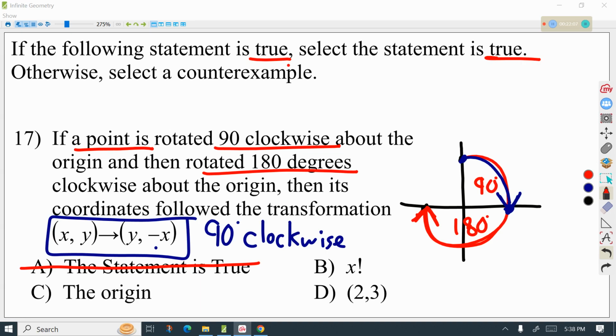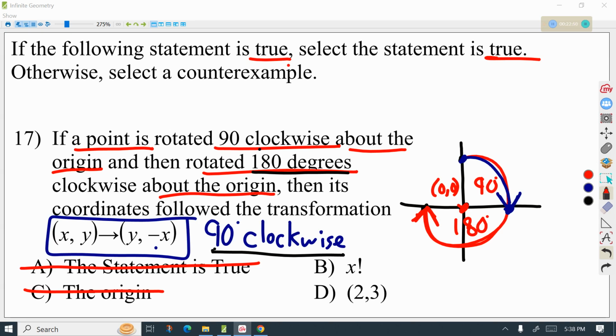To find a counterexample, I need to find a point that will get rotated 90 degrees clockwise and then 180 degrees clockwise, but that is not the same as a 90 degrees clockwise. So why can't I use the origin? Because the origin is the point that we're rotating about. Notice it says we're rotating about the origin, so that point will not move. If I rotate the point 0, 0 around the origin, I'm just going to get 0, 0 again. So I won't get a counterexample because it'll show me the same thing I had. So I can cross out the origin.